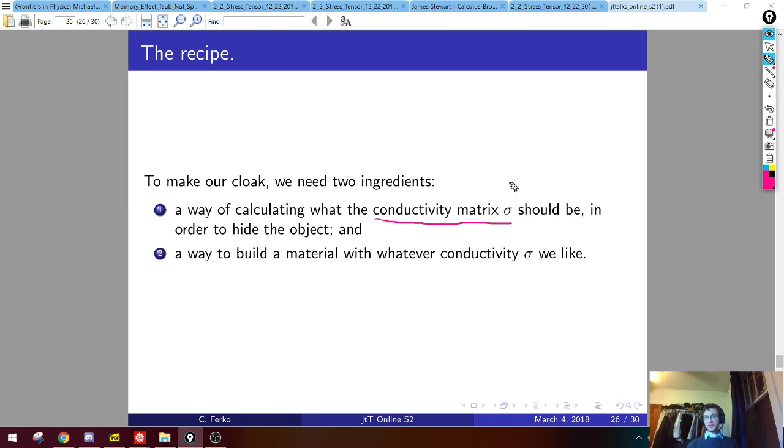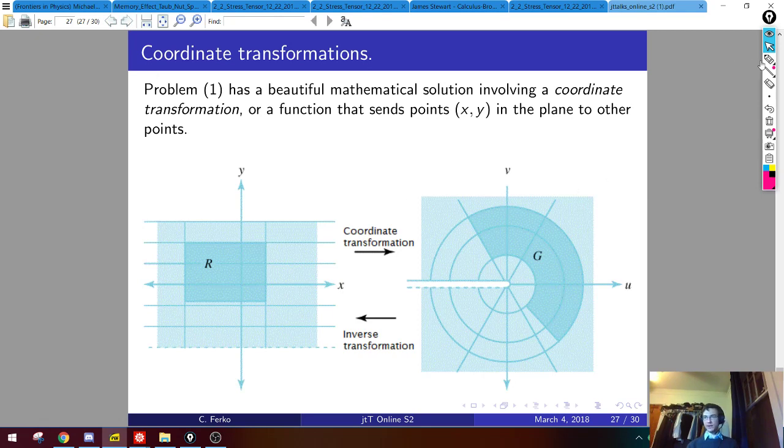If you want to build an invisibility cloak, you need two things. One, you need a way of calculating what that matrix has to be, and two, you need a way to build a material with whatever conductivity matrix you want. So, a recipe for cooking up a material with a given conductivity. The solution to problem one is mathematical. That's the sort of thing that I'm interested in.